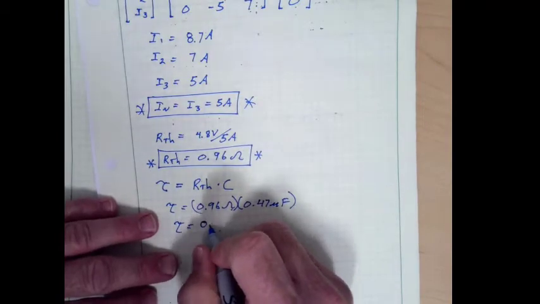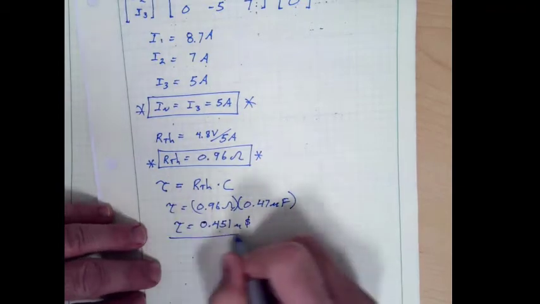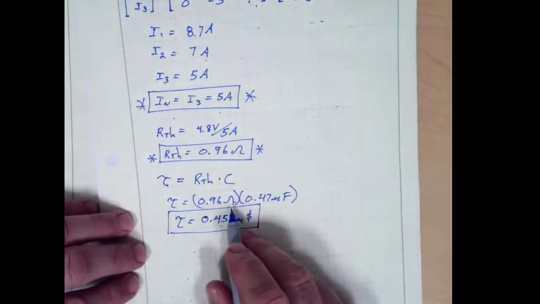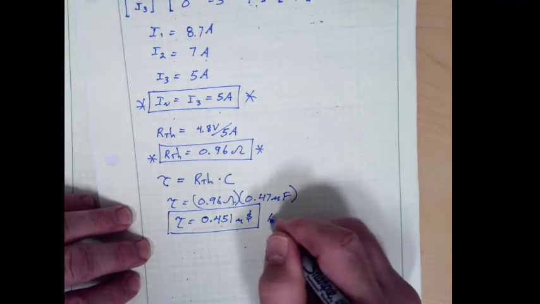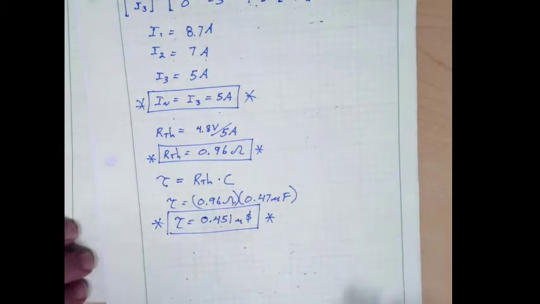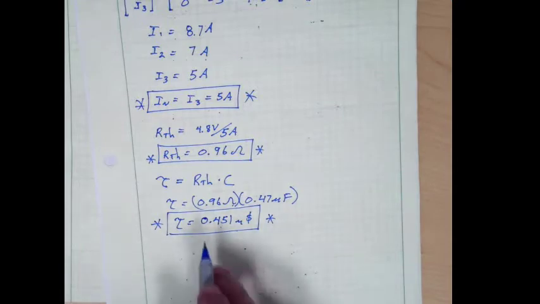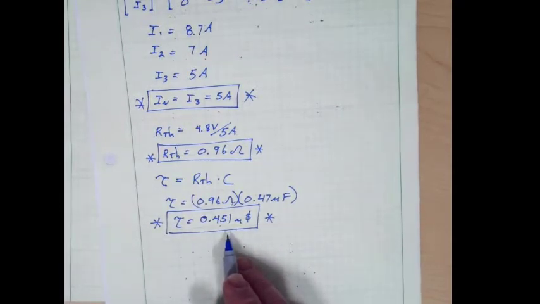And so tau comes out to be, looks like, 0.451 microseconds. Yes, ohms times farads gives us seconds. And so we've got our Thevenin voltage, we have our Norton current, we have our Thevenin resistance, which enabled us to find our tau time constant of 0.451 microseconds.